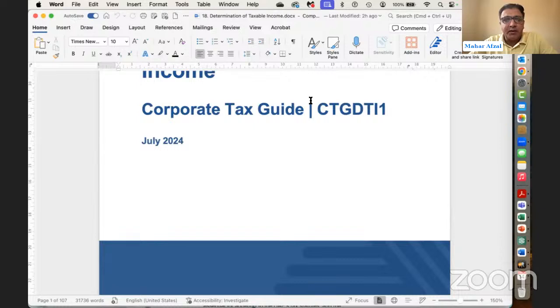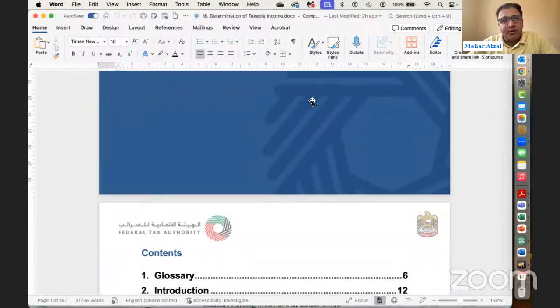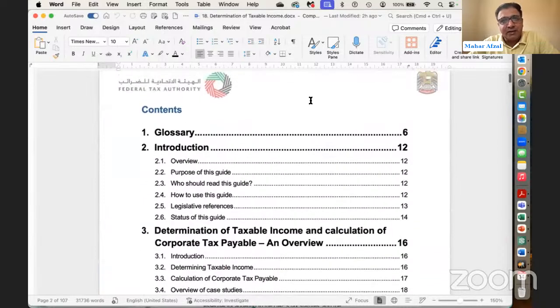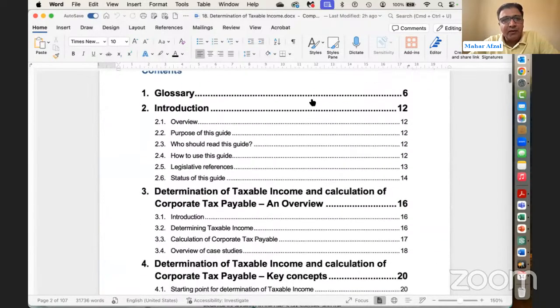The keywords have been given along with their definitions. I think so many guides have been published that there's no requirement to go through the glossary. You all know what is taxable income, what are taxable profits, what is a taxable person, an exempt person. Then in the introduction, the purpose of this guide is straightforward: to give more guidance and clarification to the taxpayers so that they will be able to prepare their return and submit their return properly.